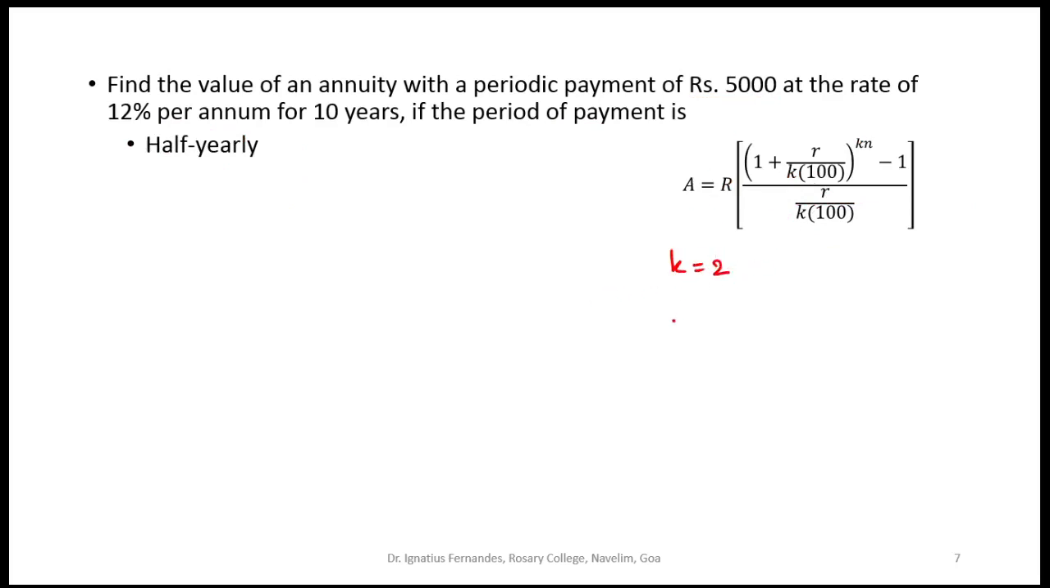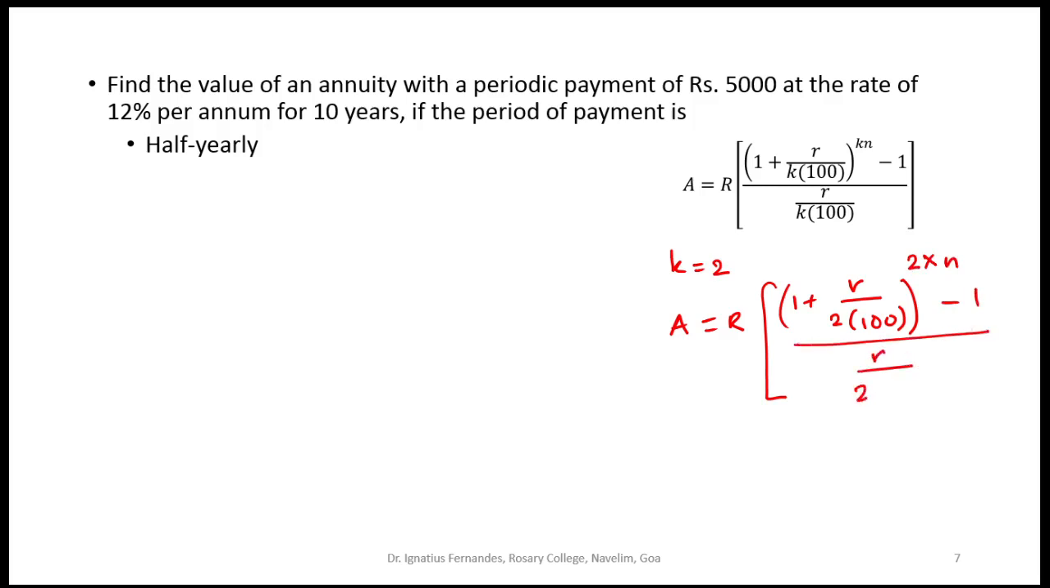In that case, this formula will be A is equal to R into 1 plus R upon K, so K will be equal to 2 into 100 as it is, this raised to K is 2 into N minus 1 upon R upon K is 2 into 100. So if the period of payment is half yearly, then K is equal to 2.